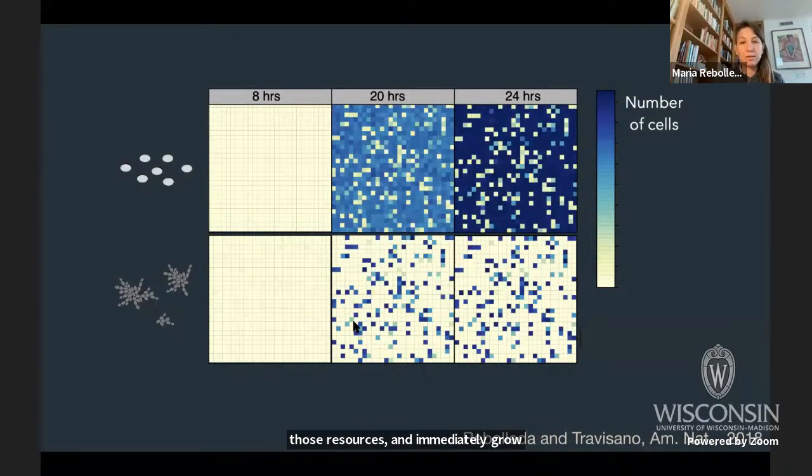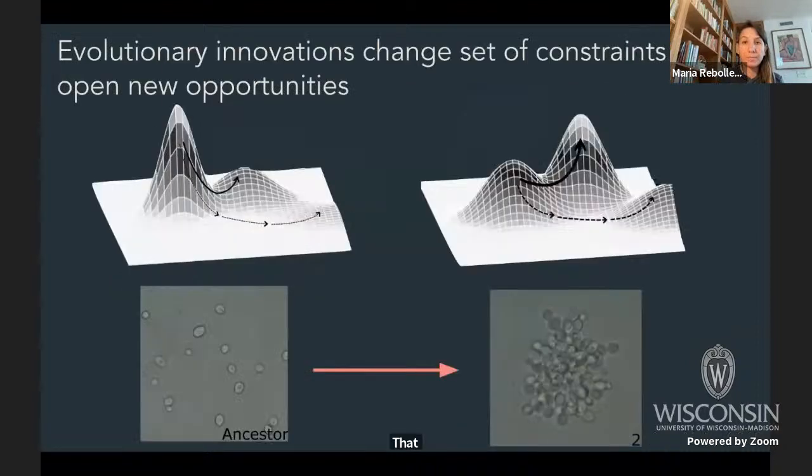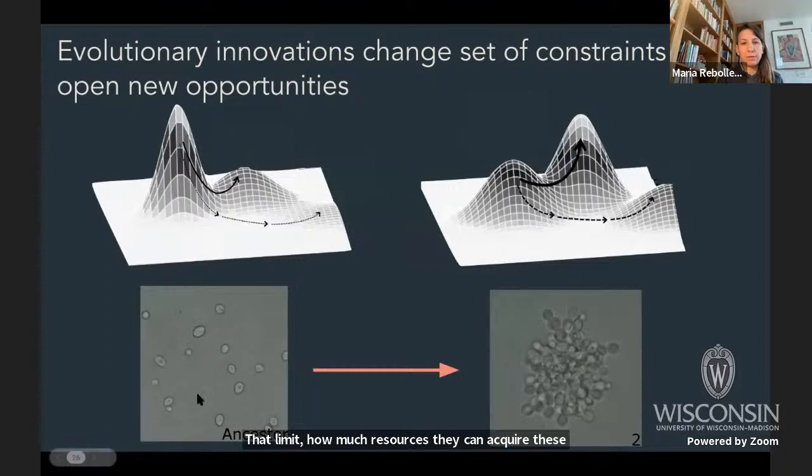So the multicellular organisms immediately have a lot of cells around them because they are a lot of cells together that limit how much resources they can acquire. And so these evolutionary innovations, the evolution from unicellular to multicellular, changes the set of constraints and opens new opportunities. So multicellularity opens tons of new opportunities, but it also generates its own constraints and its own selective pressures and it changes this adaptive landscape.